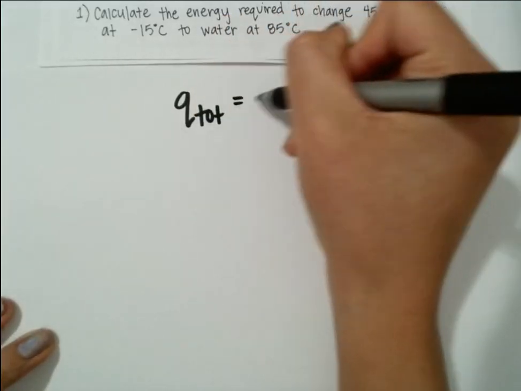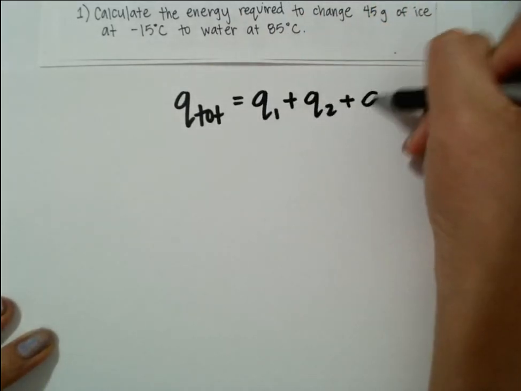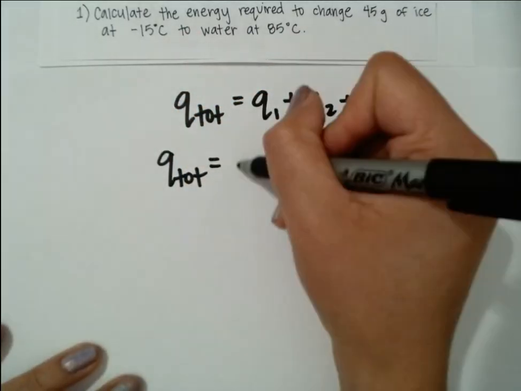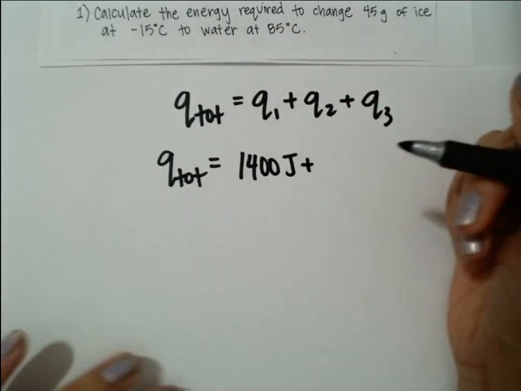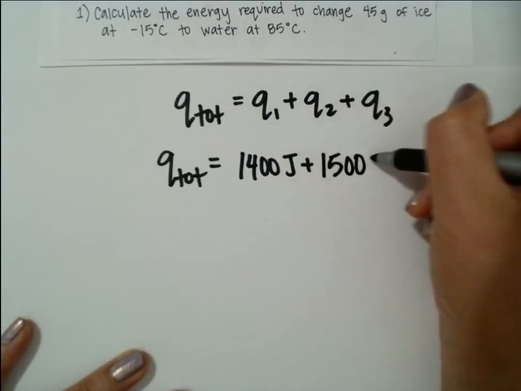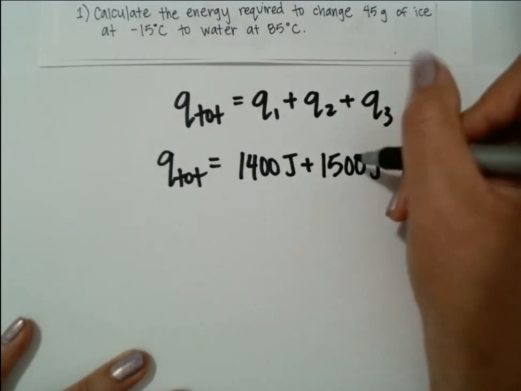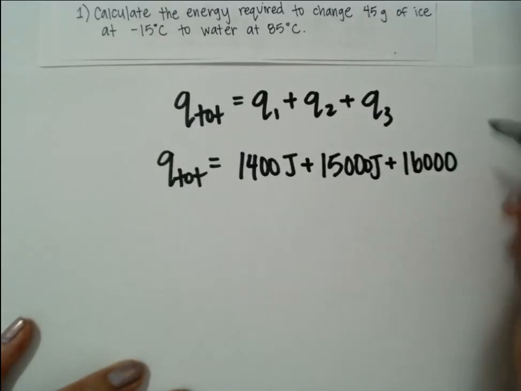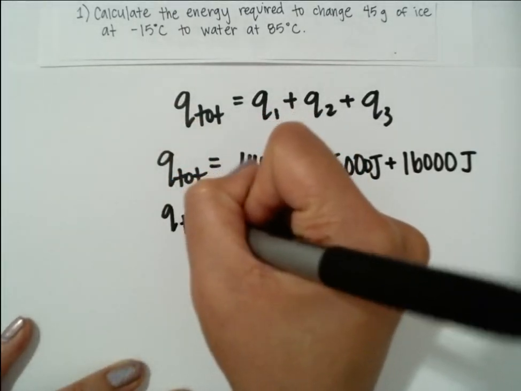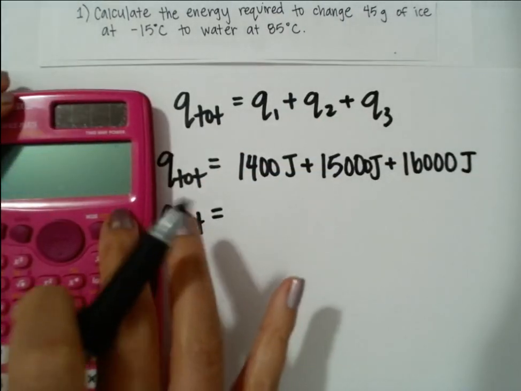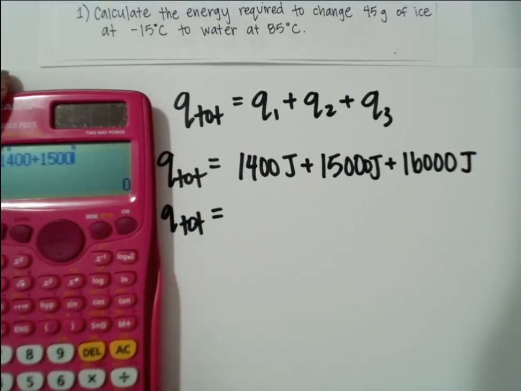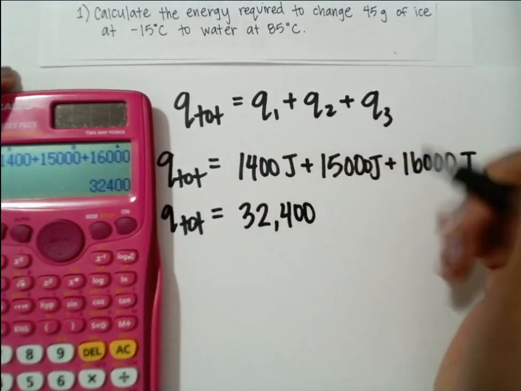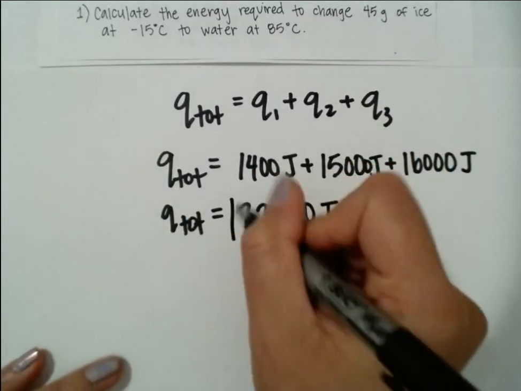Q total is equal to Q1 plus Q2 plus Q3. My Q1 was 1400 joules. My Q2 was 15,000, and my Q3 was 16,000. So my final answer, we have 1400 plus 15,000 plus 16,000 is 32,400 joules. And that is my final answer.